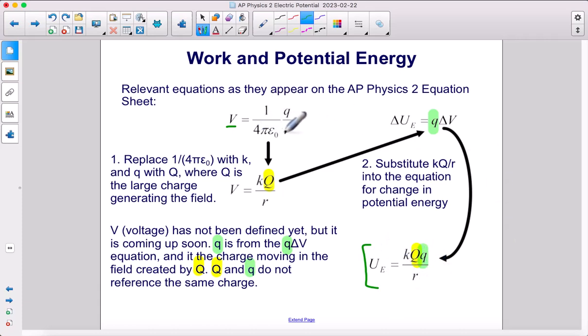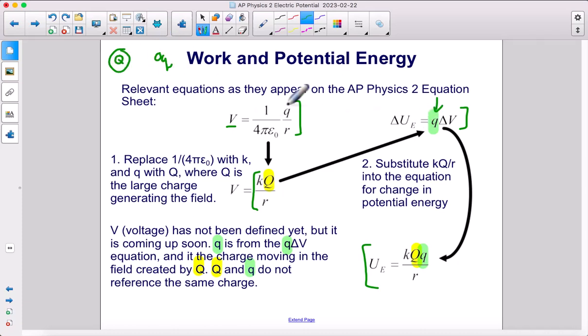All right, so here, this is going to be the information for the big charge, the charge that's creating the electric field. So we're going to go ahead and replace this little q with big Q, just so we can keep that straight. And we're also going to replace 1 over 4 pi epsilon naught with k, just like we did with Coulomb's law. So now we have this equation for voltage, kQ over r. We're going to combine this with this other equation for potential energy, equals q delta V. Now this little q here is going to be the little q. So remember, we have our big charge Q, we have our little charge q, and we want to see what is the potential energy of the system of two charges.